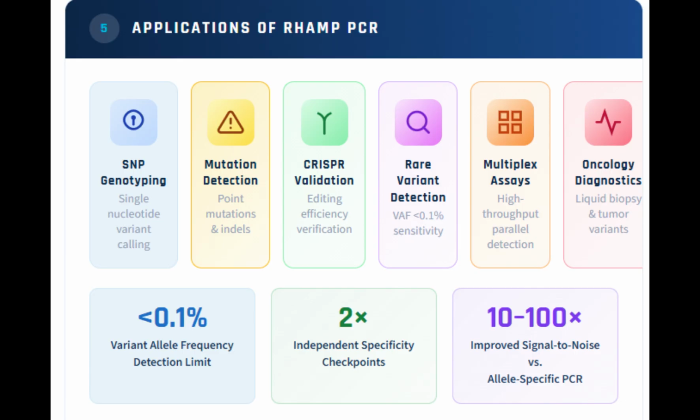Due to its enhanced specificity, it can be used in SNP genotyping, rare variant detection, CRISPR validation, multiplex assays, etc. But it can be expensive, so it must be used based on the context and goal of our research.